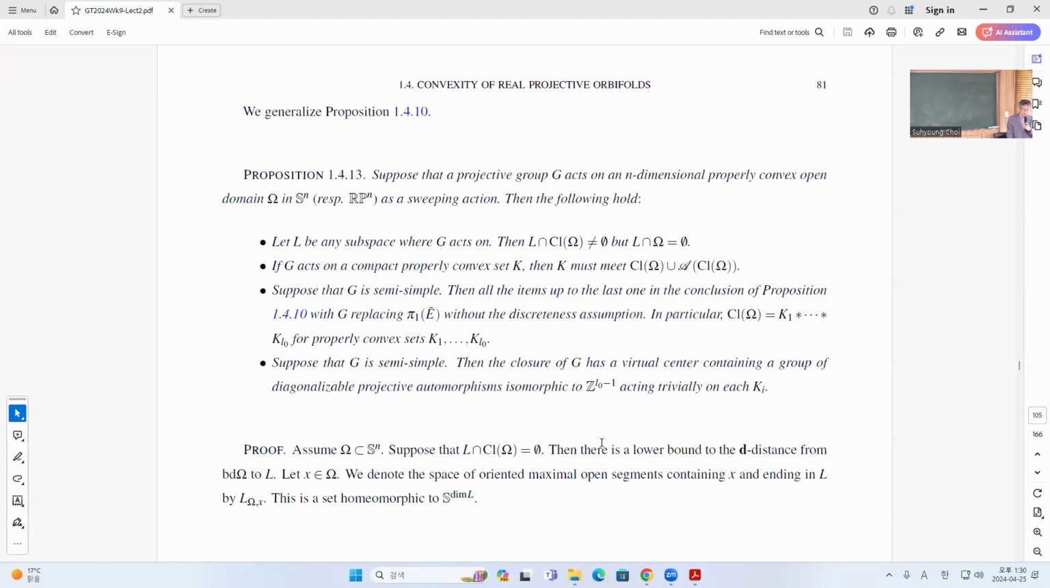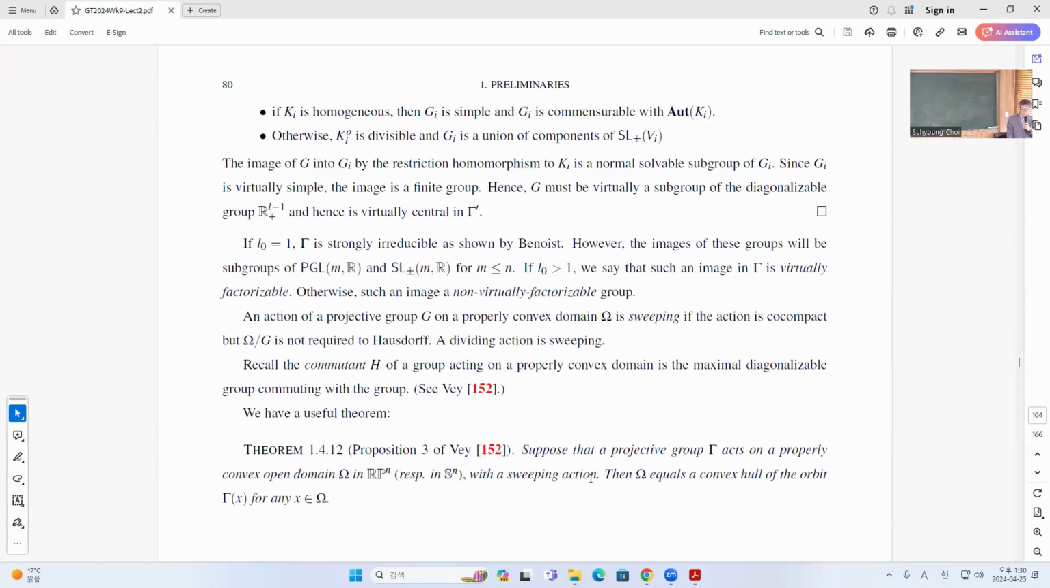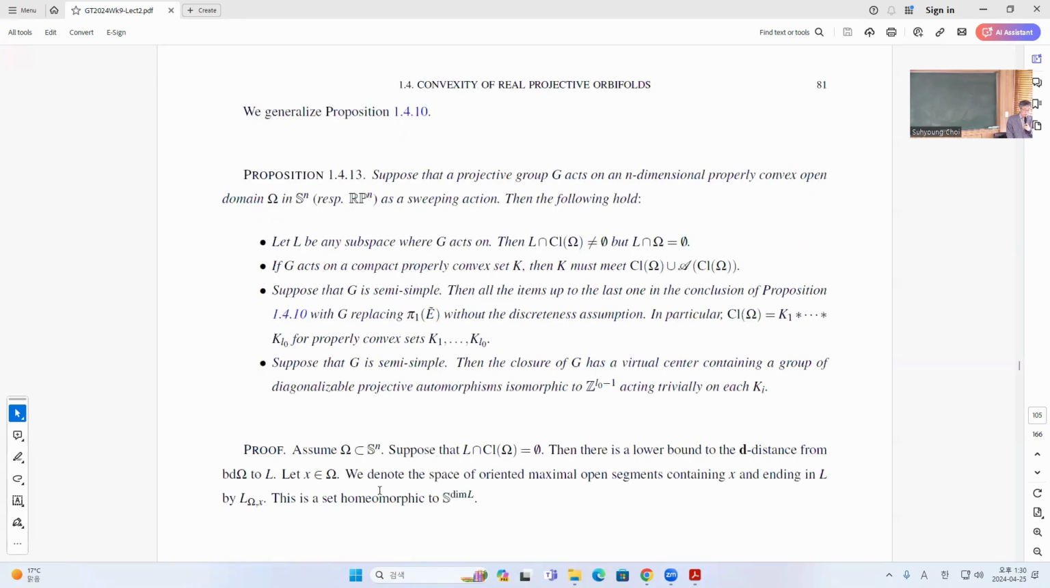There are many results by Wei, and Wei proved results for properly convex domains with a sweeping action. Sweeping action means that Omega mod Gamma is a cocompact action, but the quotient is not required to be Hausdorff. Of course, if you require it to be Hausdorff, then Gamma is forced to be discrete, and then it's just the orbifold case. Then Omega equals the convex hull of an orbit, and so on.